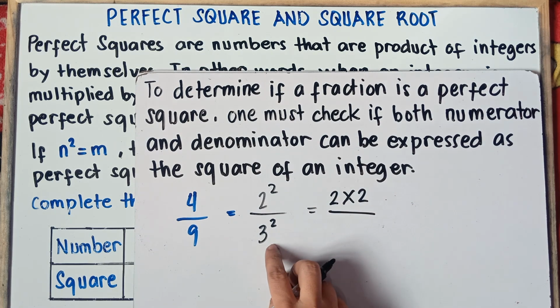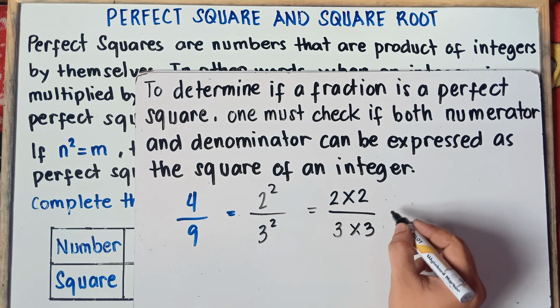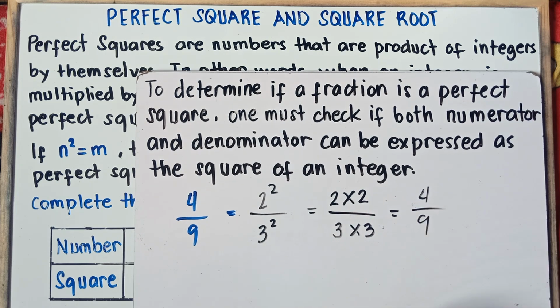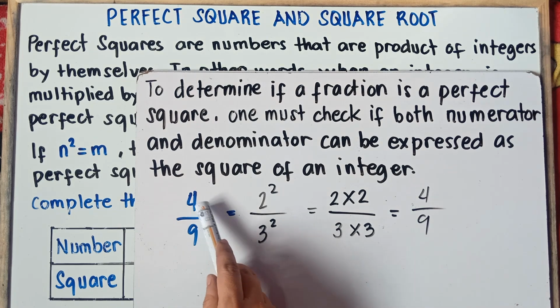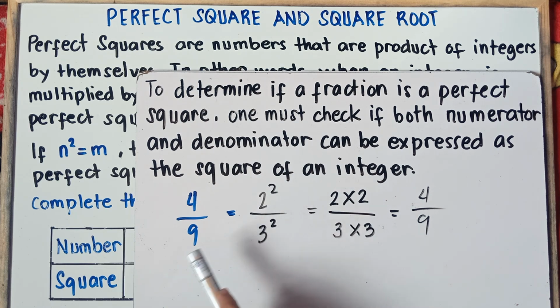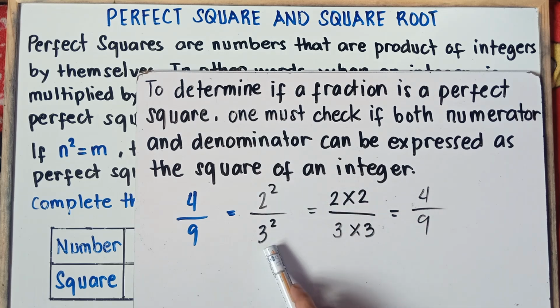And 3 squared, once again, doesn't mean 3 times 2. It means 3 times 3. So 2 times 2 is 4, and 3 times 3 is 9. Therefore, class, if the number in the numerator can be expressed as the square of an integer, and the number in the denominator can be expressed as the square of an integer, then this number is a perfect square. 4 over 9 is a perfect square.